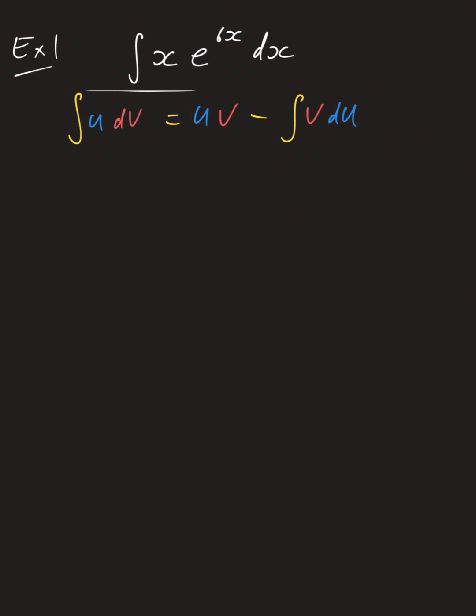So what we need to do is pick a u and a dv and try and apply our integration by parts formula. So here I'll pick u is equal to x and dv is equal to e to the power of 6x dx. So now for my formula I'm going to need du and I'm going to need v. So to get du from u is simple enough. I say du dx is equal to 1. So du is equal to dx.